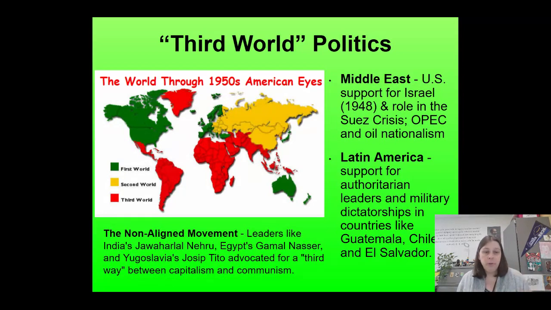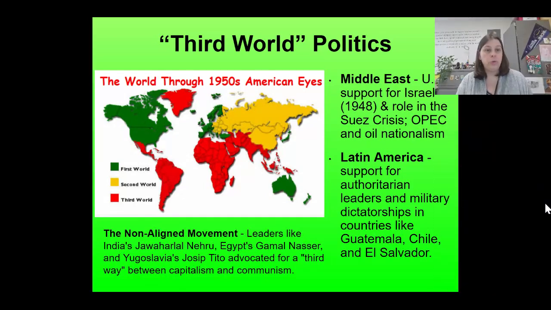In Latin America in particular, the United States is going to support several authoritarian, which is a bit of a nicer way of saying dictator-like, leaders in various Latin American countries because they are specifically not communist, right? These are leaders who are maybe not great on their human rights records, but they do have a strong anti-communist position. And so the United States, sometimes openly and sometimes covertly through the CIA, is going to support them.